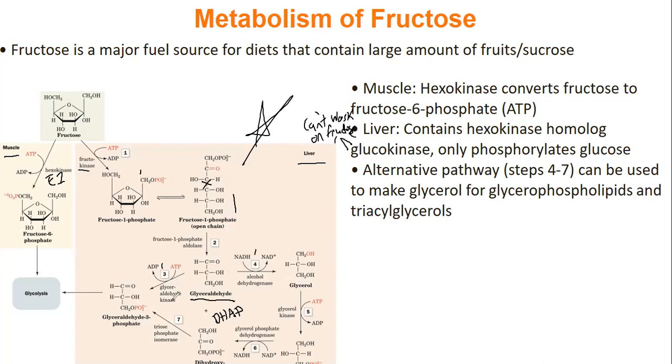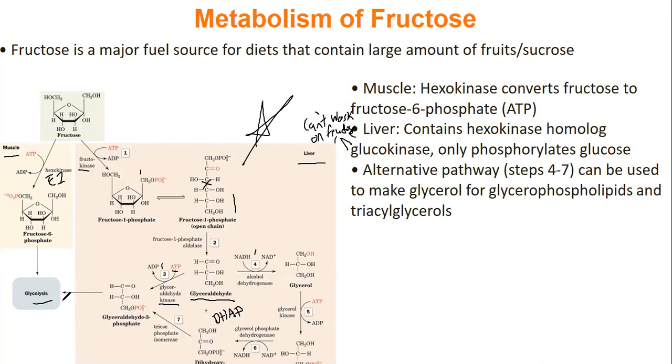Glyceraldehyde kinase, and again, I'm going to remind you of this because it shows up all over the place. When you see kinase, what you should be thinking to yourself is I'm going to add a phosphate. So we burn an ATP to put a phosphate on the 3 position of glyceraldehyde to make GAP, glyceraldehyde 3-phosphate. Now we can go through glycolysis.